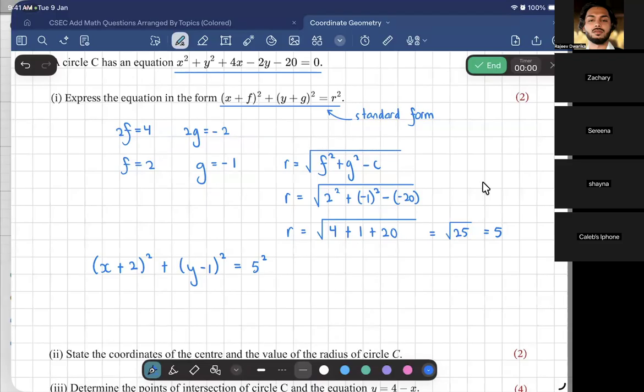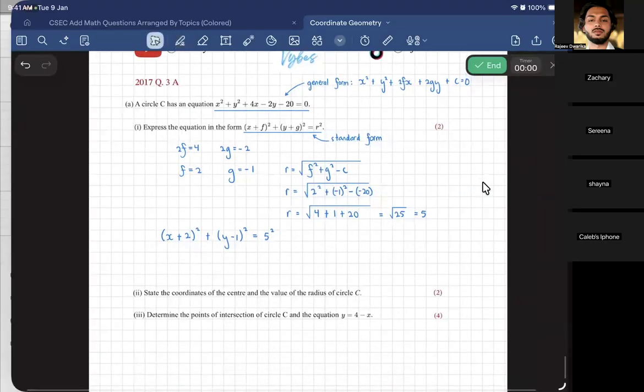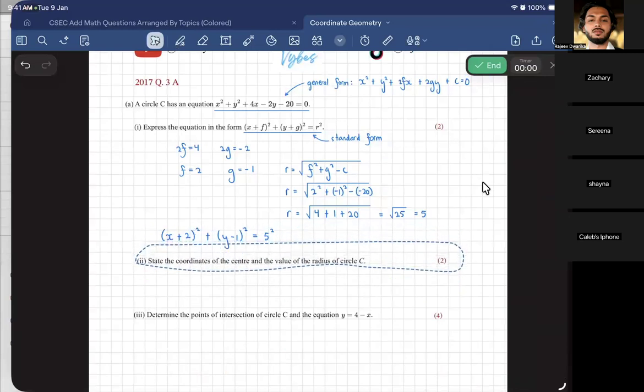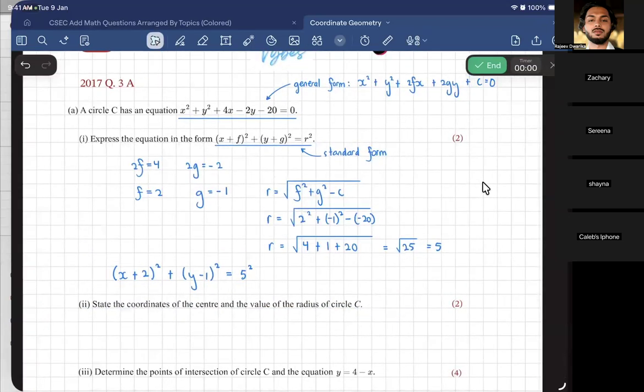Zachary, Serena, Sheena, did you all get that? Yes, sir. I'm not hearing from Sheena at all. Sheena, you there? I don't know what's going on with Sheena. But I know Sheena is smart. I wasn't here, but I came back and I heard. Yeah, you understand, sir? Send it to me.